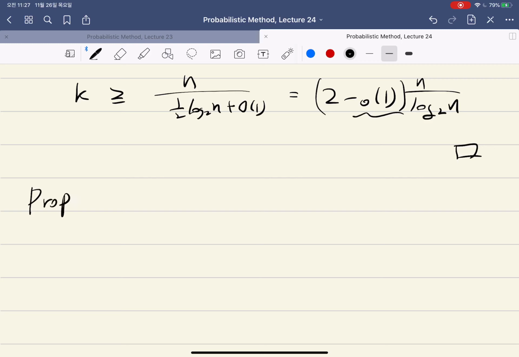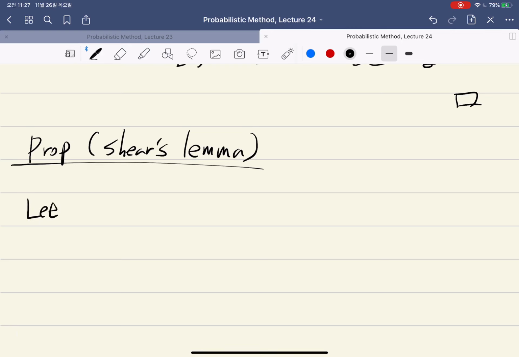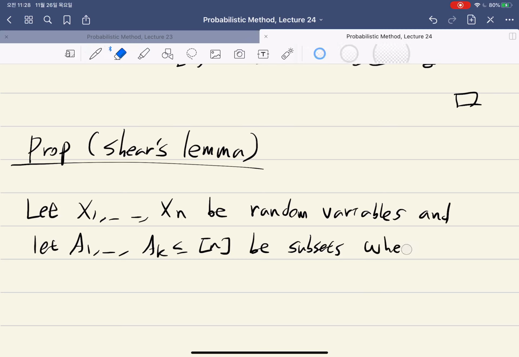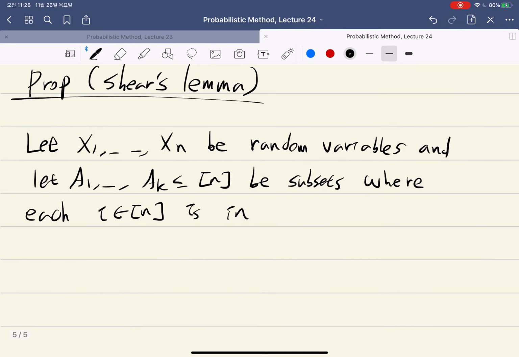So let's prove one more property of entropy, which will be useful. This is a kind of generalization of subadditivity. So let x1 to xn be random variables, and let a1 to ak be subsets of bracket n where each i is in at least S sets among these A1 to Ak.